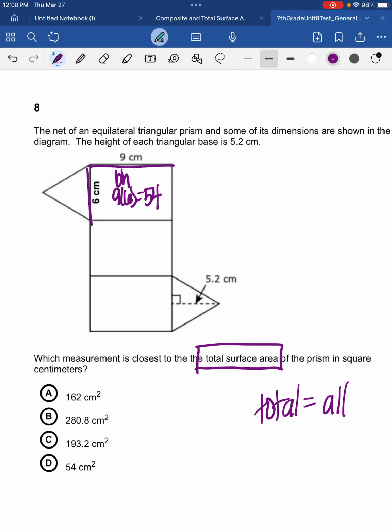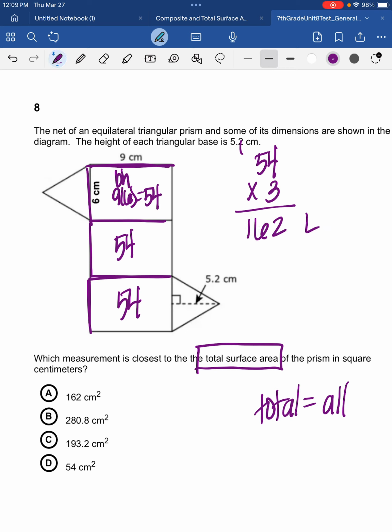And then if you look here, this is also 9 because they match. And the height on this one is also 6. So this is also a 9 by 6, which is 54. This one here also has a base of 9 and a height of 6. So those are all 54. Okay, from there, we can go ahead and combine those three by multiplying, since all three of them are the same. So that's 162. Now this is your lateral area, your lateral surface area.